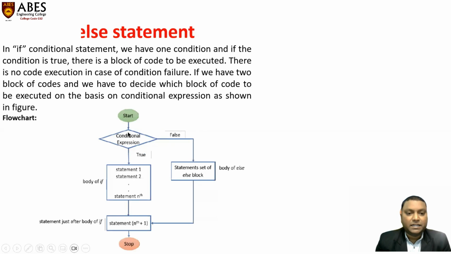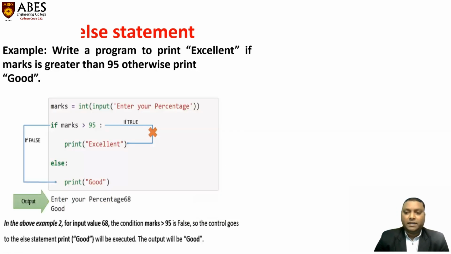Okay, like in the flow chart, you can see that if the given condition is true, statement 1, 2, and statement n will be executed, because these belong to the body of if. If the given condition is false, then the set of statements in the else block will be executed. Similarly, it will work like the if block was working. Now, take here an example. Write a program to print excellent if the marks are greater than 95, otherwise print good.